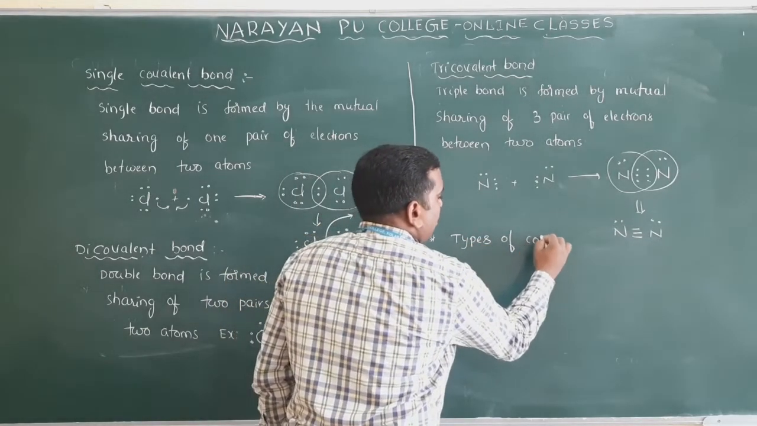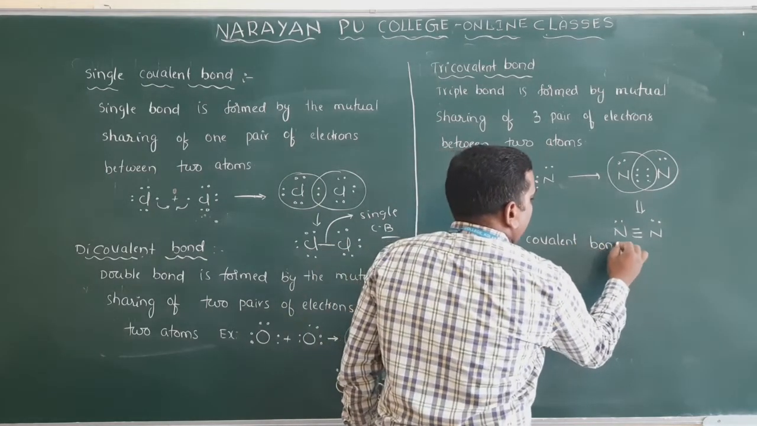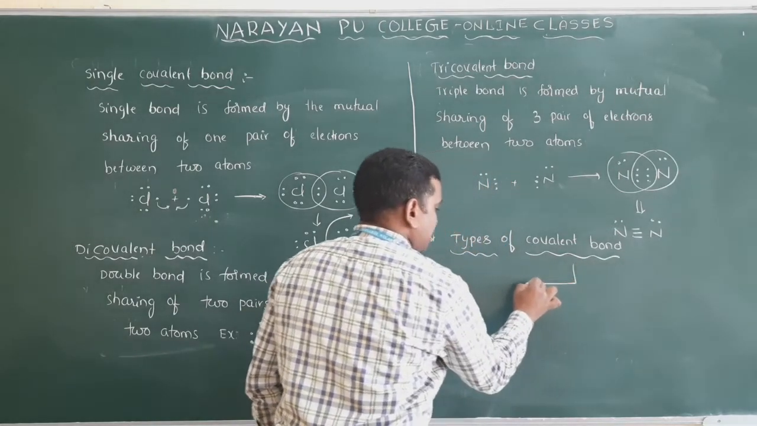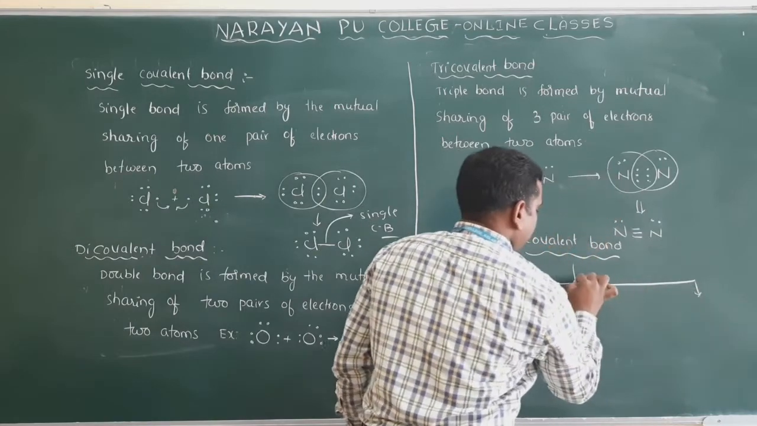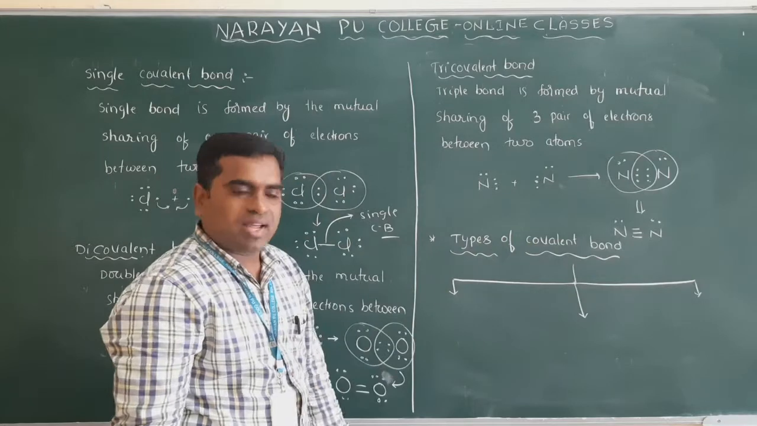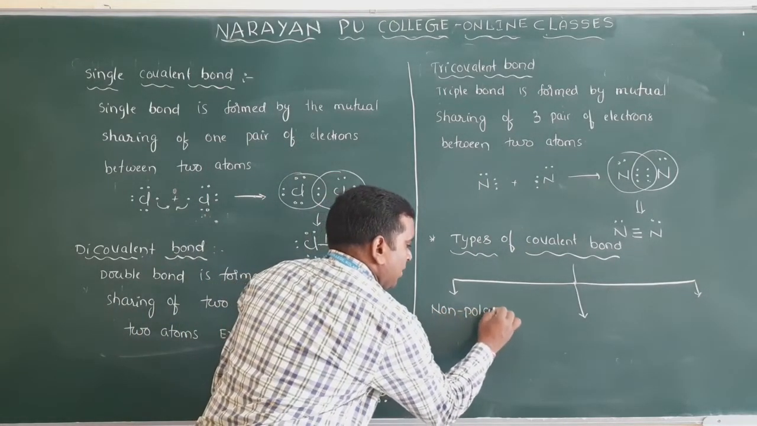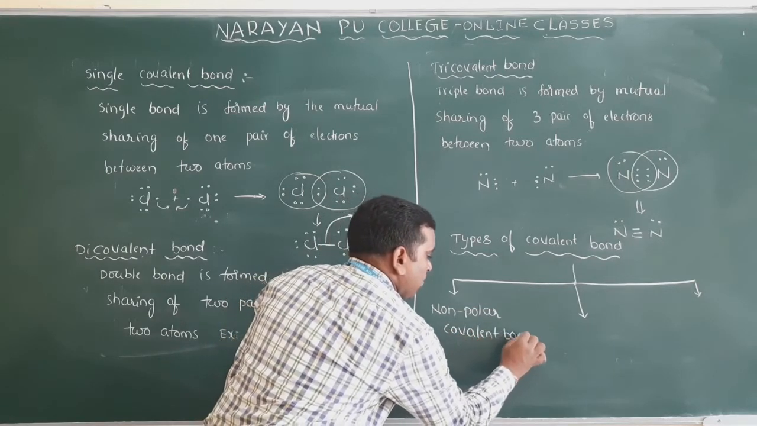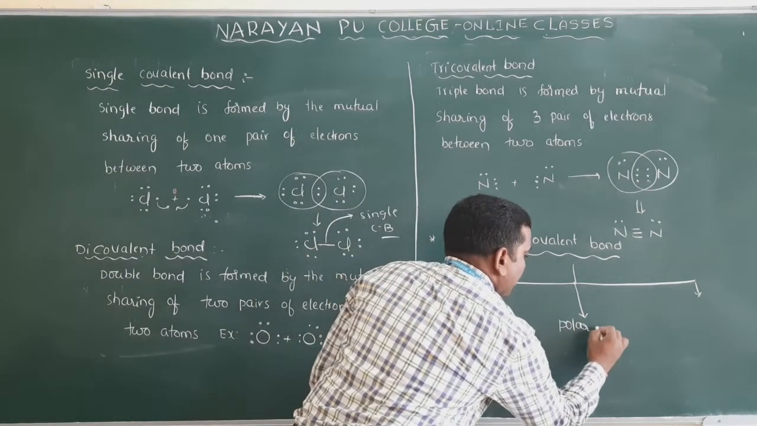Types of covalent bonds. We have 3 types of covalent bonds here. What are those? I will write, and then I will explain one by one. Clear? One is non-polar covalent bond. Next one is polar covalent bond.